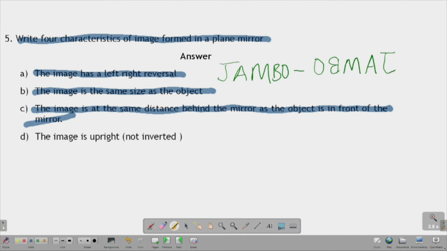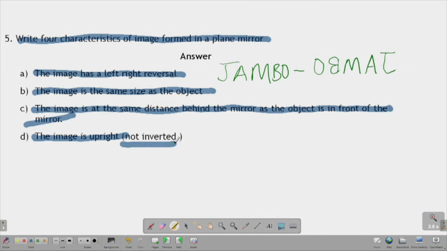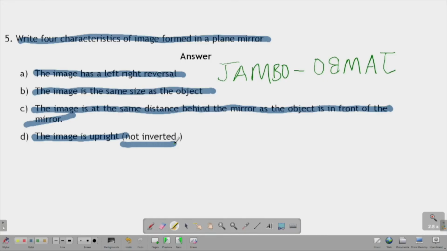And then D is the image is upright. Upright means it is not inverted, right? Because sometimes when you view pictures, you see that the floor is at the top and maybe trees are reversed, they are inverted, but that is not the case with images formed in a plane mirror. It is always upright. So if you are standing tall, your head in the image is also going to be the above part and your legs the down part. So that is one of the characteristics of the image formed in a plane mirror.